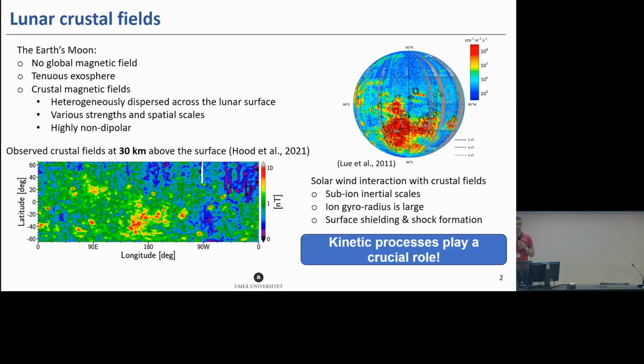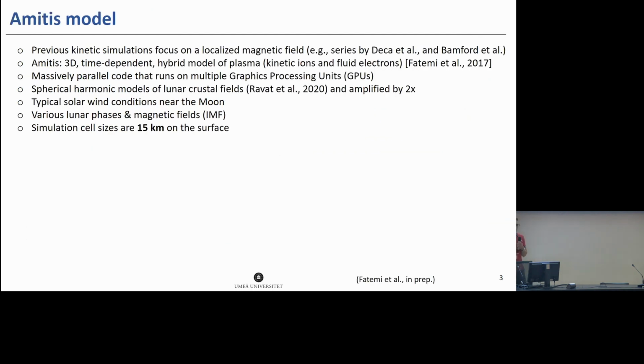that is the solar wind protons that are coming off from the lunar surface. So in general, the take-home message here is that the interaction is kinetic, because there are a lot of kinetic processes going on, and the kinetic processes play a crucial role. Therefore, studying the moon and its crustal fields is not an MHD problem.